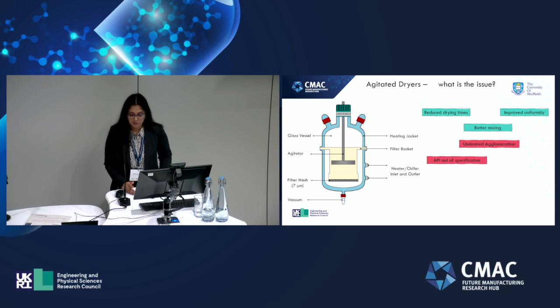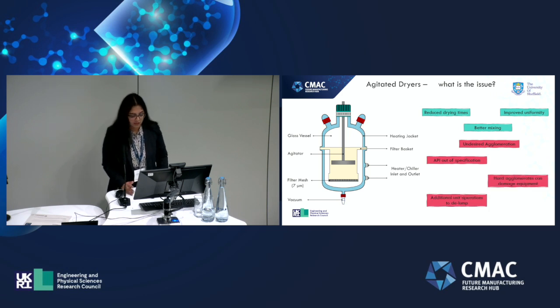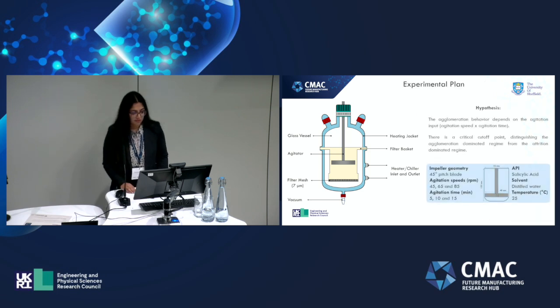The consequences of having this undesired agglomeration, firstly, you can get API that's out of specification. So you want to preserve the particle properties achieved during the crystallization. In extreme circumstances, you can even get hard agglomerates that damage your equipment. It requires additional unit operations to delump this, and that results in increased cycle times and cost. So this takes me on to the experimental work that I've been doing.